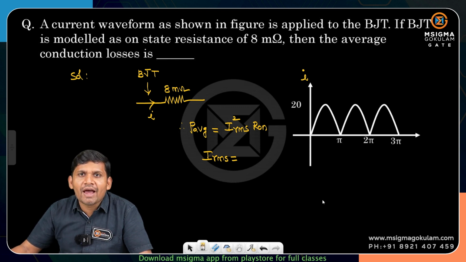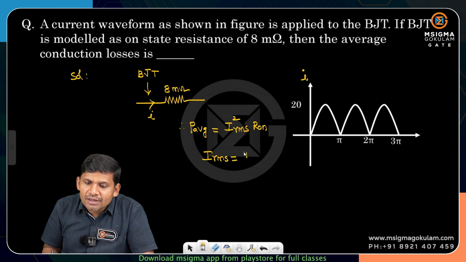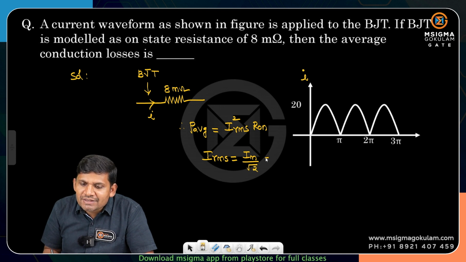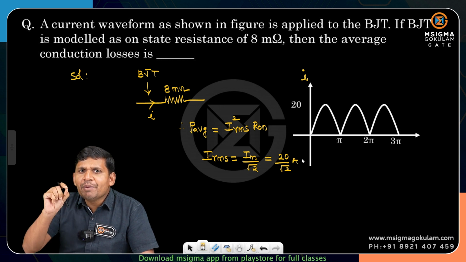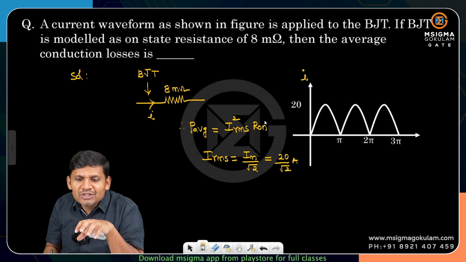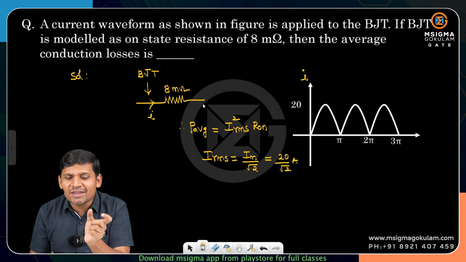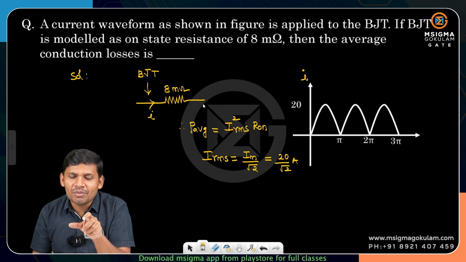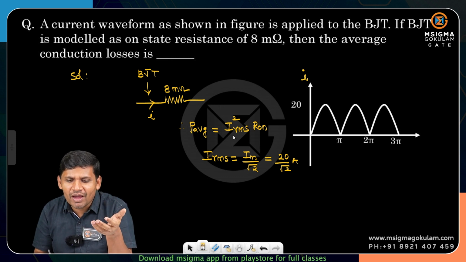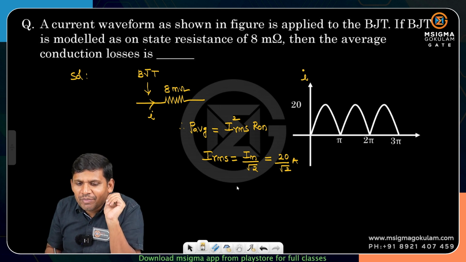Here don't calculate average current, you calculate RMS. What is the RMS current? Im by root 2, like A by root 2. What is Im? 20. That is 20 by root 2 amperes. 2 Im by pi is the average value, but you don't want the average value here because there is no modeling of cut-in voltage. If the cut-in voltage is given, then you calculate average also, but I don't want average, that's why I removed that. I am calculating only the RMS value, that is Im by root 2, 20 by root 2 amperes.